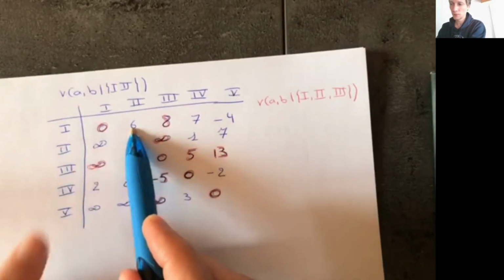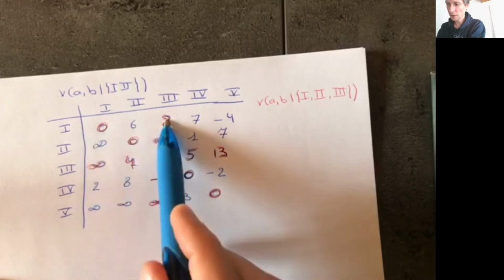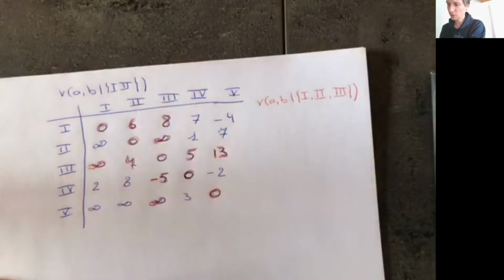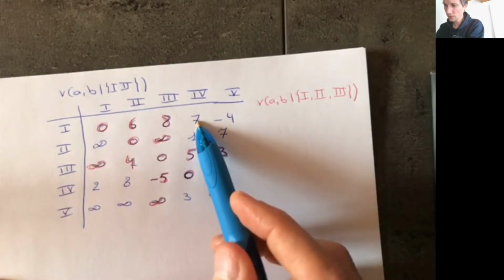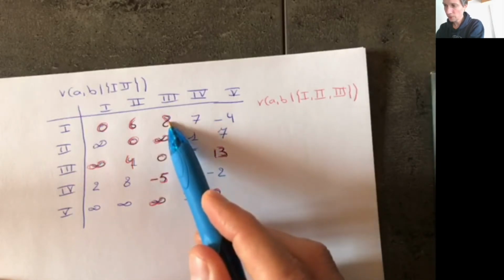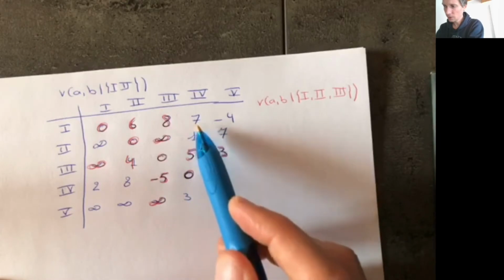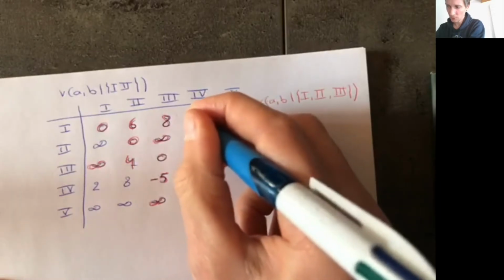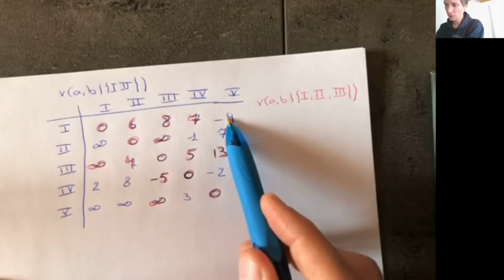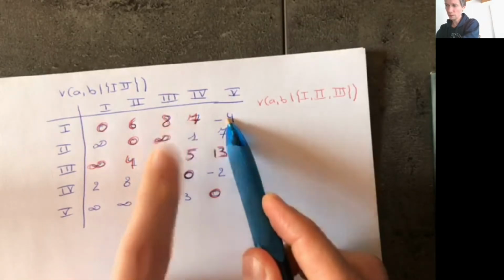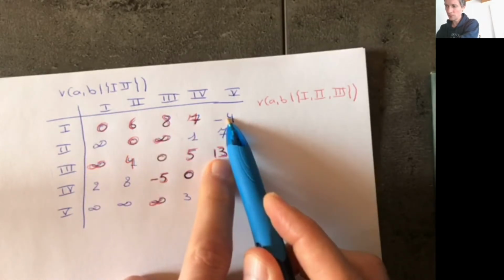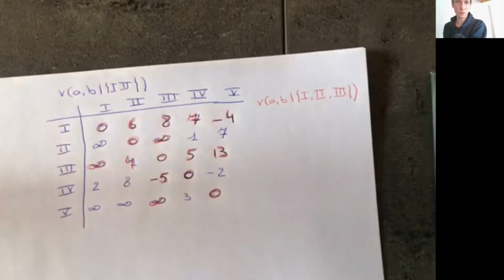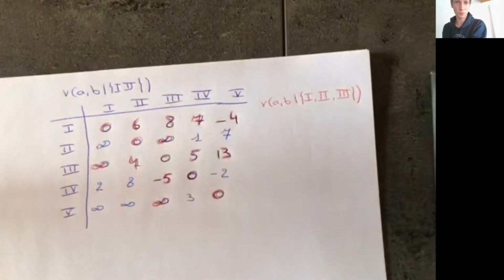1 to 2 is 6. If I go via 3, I have 8 plus 4 is 12. 6 is smaller than 12, so this remains at 6. 1 to 4 is 7. If I go using 3, I have 8 plus 5. This is 13, so 7 is smaller, so this remains the same. 1 to 5 is minus 4. If I go to 3, I have 8, and 3 to 5 is 13. 8 plus 13 is 21, so minus 4 is smaller. So nothing changed in the first row.